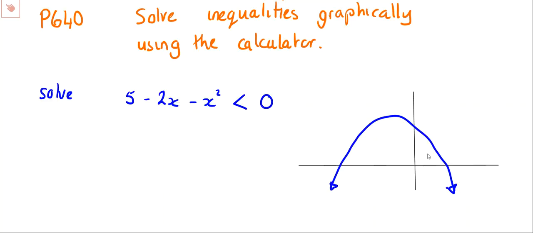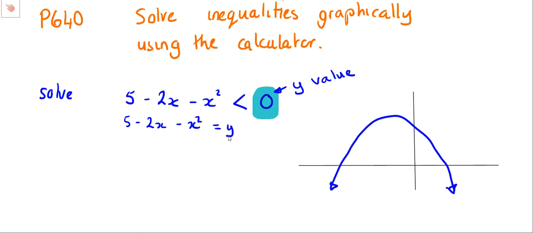So we've got to consider what the whole less than 0 thing means. This value of 0 would be considered the y value. Because normally we would be dealing with 5 minus 2x minus x squared equals y. That's the line. So we are actually looking at where the y value is 0. So where is the function less than 0 for that? Any suggestions? Or have I just confused you?